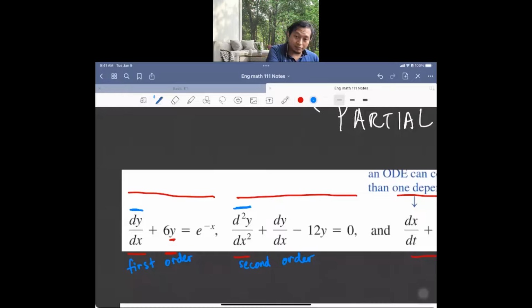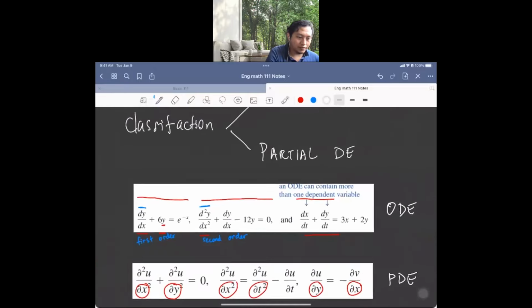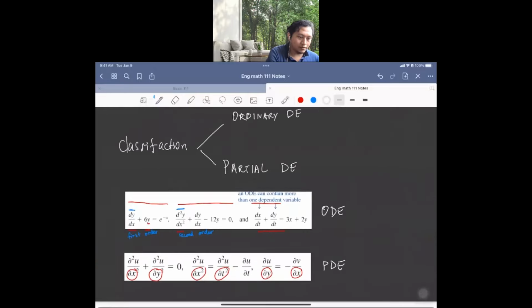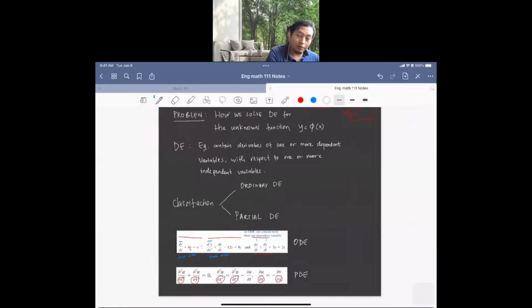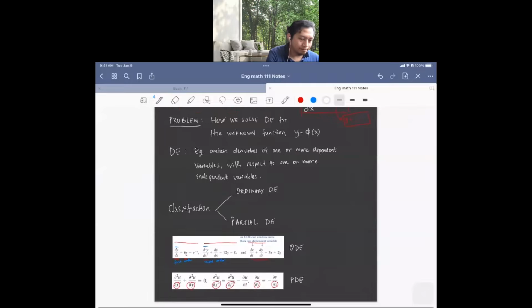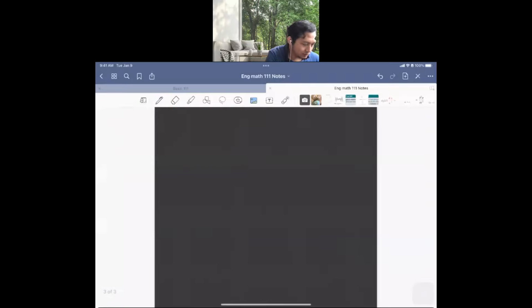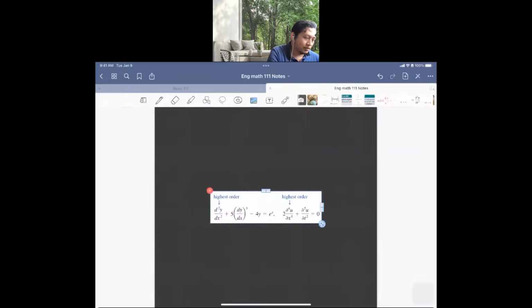Now to make things more interesting, let me give you another example here. I'm just copying from the textbook, so if you have the textbook, you can check. It's in the early chapters. I will move to the next page.